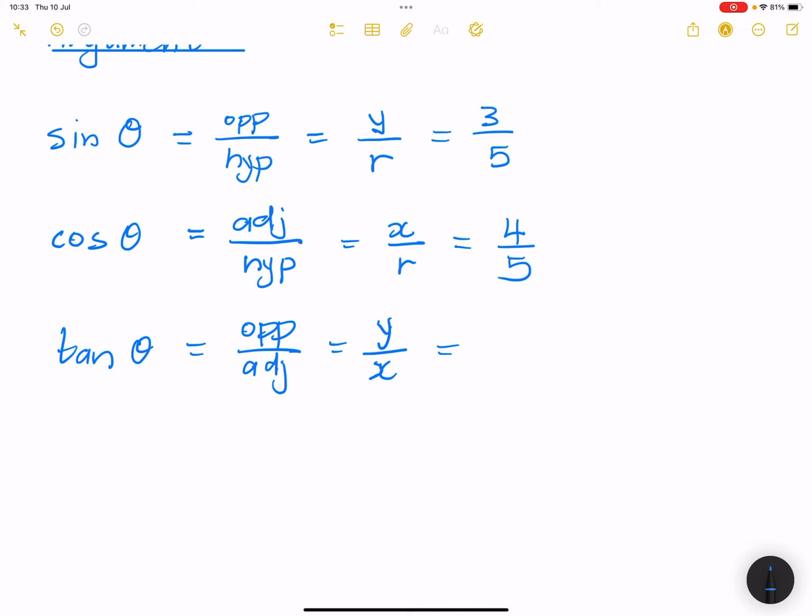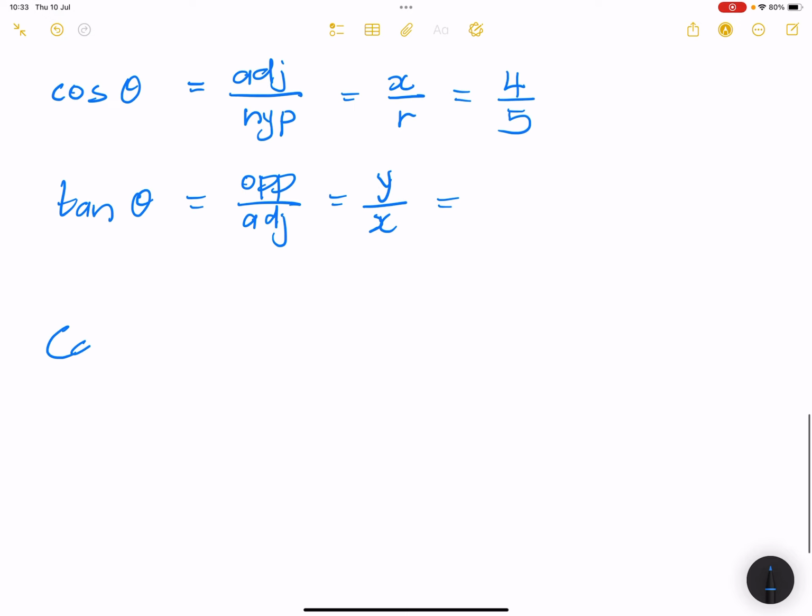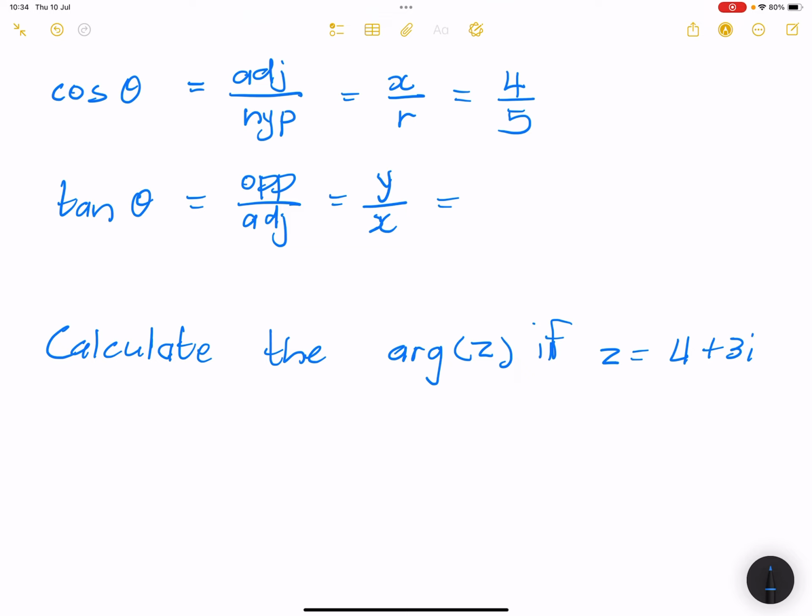All right, guys. So quickly, I want us to work out what would be the argument. So they would say to us, calculate the argument. Now how do we write this down? So we say arg z. In fact, let's take the original graph that we had. If z is equal to 4 plus 3i.